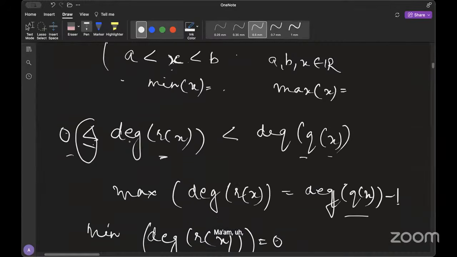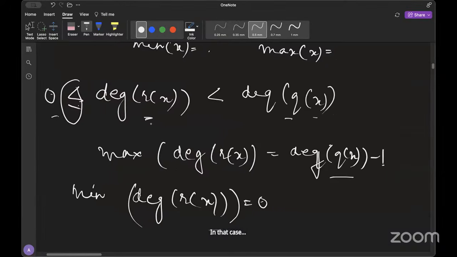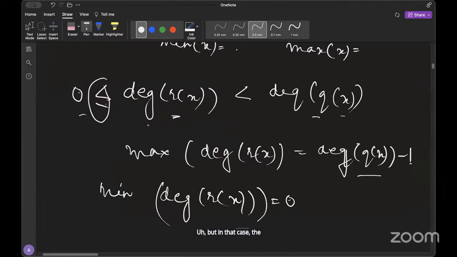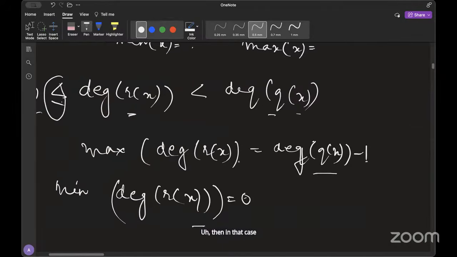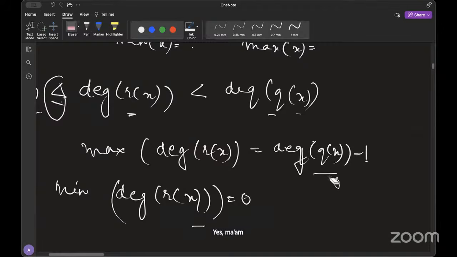But if the divisor and the dividend both are constant polynomials, in that case the quotient will also be constant, right? Then in that case, the degree of the quotient is 0. We cannot say that the degree of the remainder will be minus 1, right? So the condition has to be that both of them have to be non-constant polynomials.